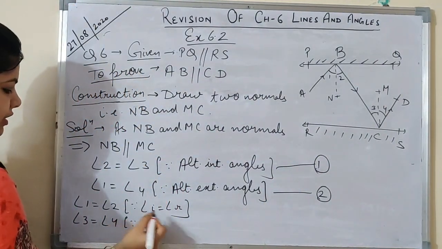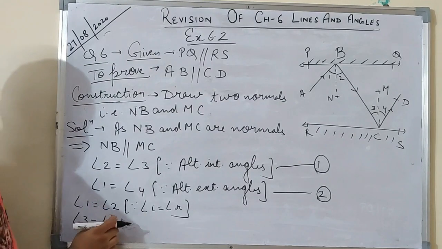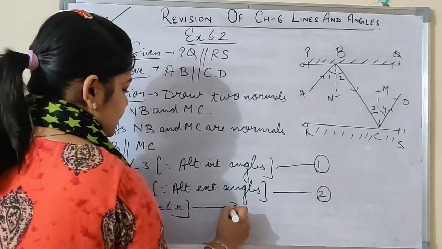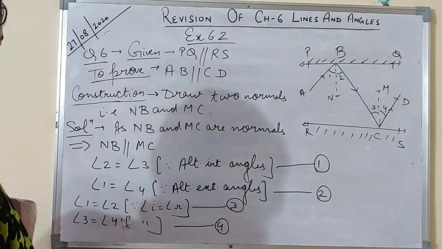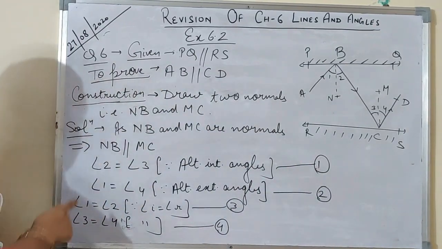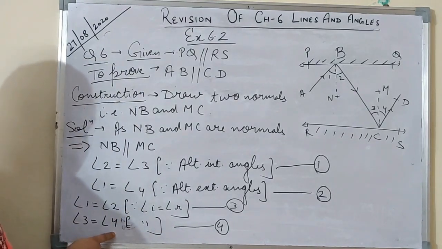In the similar case, we can write with the same reason that angle 1 is equal to angle 2 and angle 3 is equal to angle 4. So, I am writing it here as equation number 3 and equation number 4. Now, after this, you will observe that as angle 2 is equal to angle 3 and angle 3 is equal to angle 4, we can say that angle 2 is equal to angle 4.